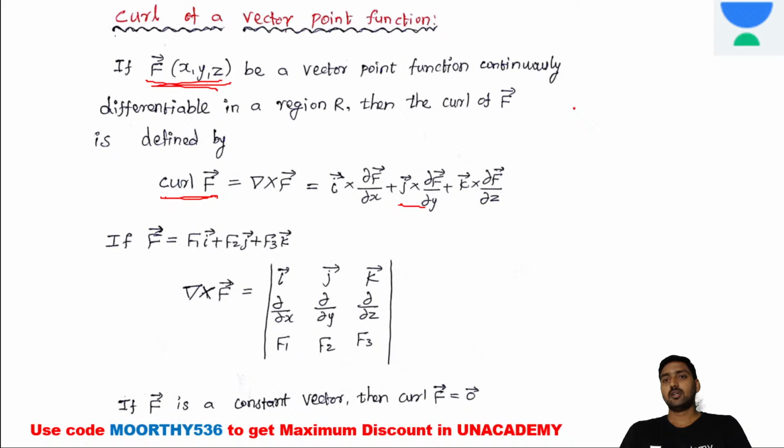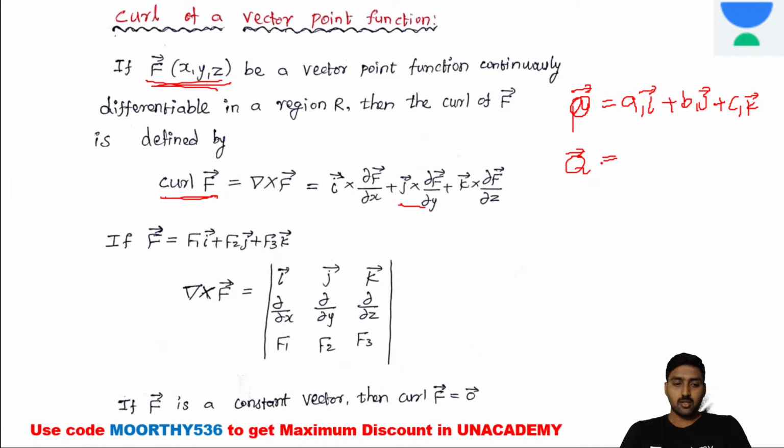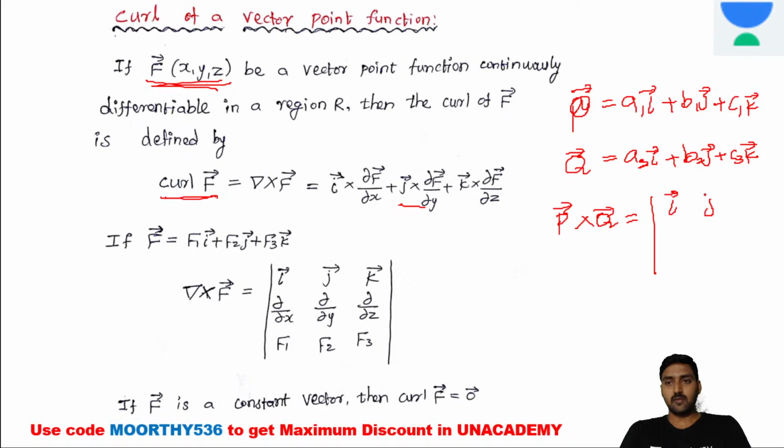Now I am going to give you some vector, p vector, which is equal to a1 i vector plus b1 j vector plus c1 k vector. Likewise, q vector is equal to a2 i vector plus b2 j vector plus c2 k vector. If you multiply the two vectors with a cross product, how do we write it? First we need to write the common terms: i vector, j vector, k vector.